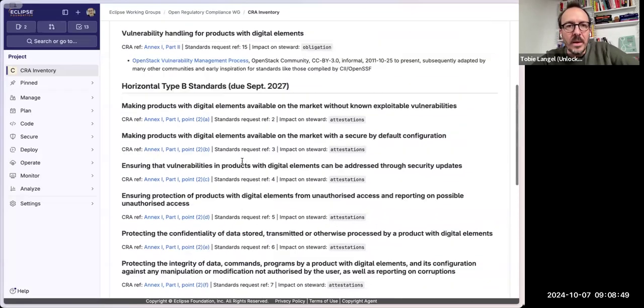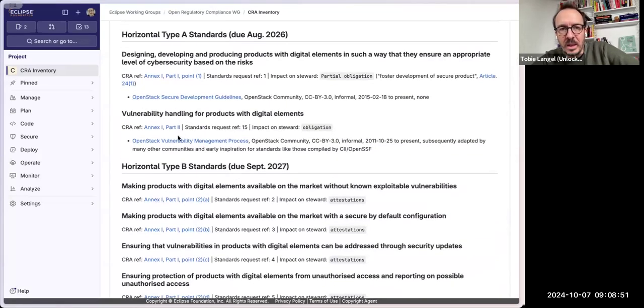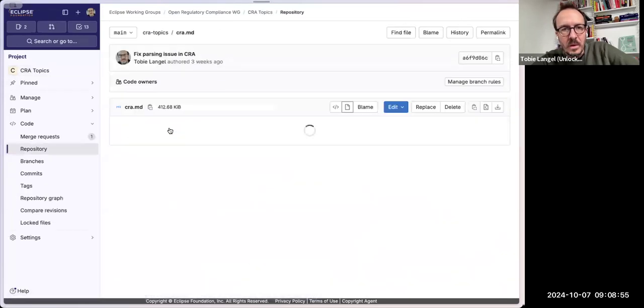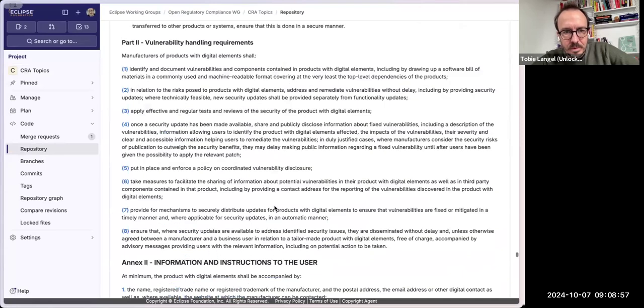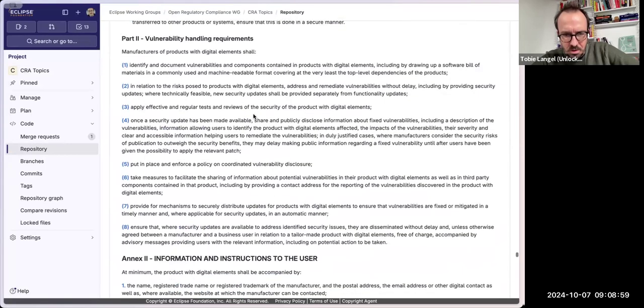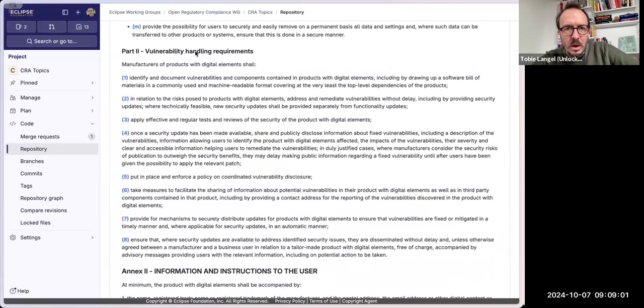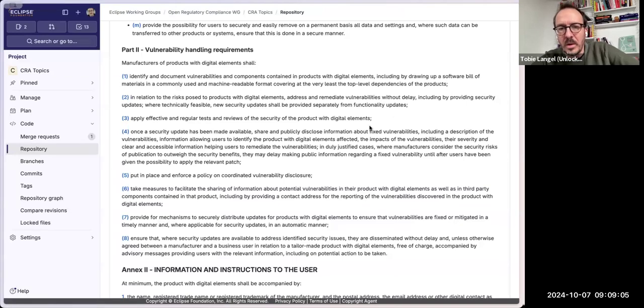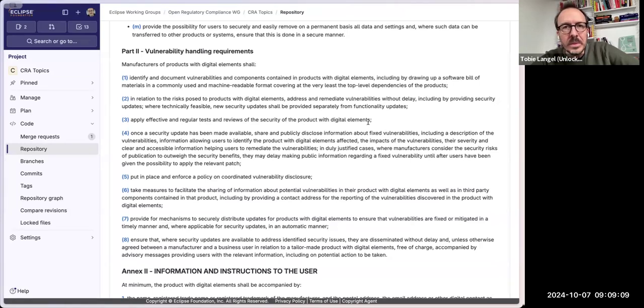And then if you look at the vulnerability handling, if you dig into Annex 1, Part 2 of the CRA, which is described here, you'll see mentions of things like SBOMs, etc., right? So also how we're thinking about these aspects. And that would be huge and could have huge impact, really.